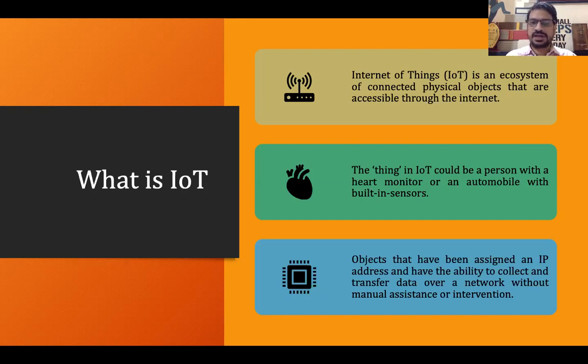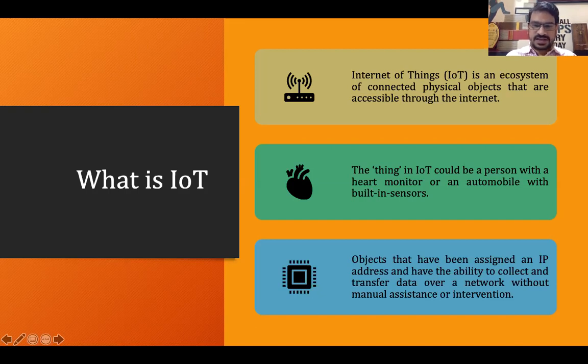So how is it actually happening? It is happening because all those physical objects are connected with the internet, and you are also connected with the internet. So whatever request you want to send, you can send it, and whatever data you want to get, you can get it from those particular devices. These objects are connected with the internet, and through the internet you can access all those devices.